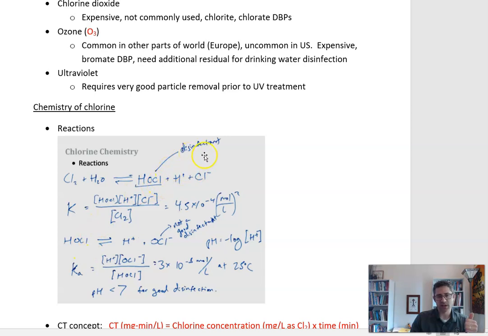HOCl is our disinfectant that we like. OCl minus is a disinfectant, but it's not a very good one. It's about 100 times less potent of a disinfectant as HOCl is. So it turns out that if we want to get good disinfection, we need to have our pH typically less than 8 or 7. If our pH is 9 and we try to chlorinate, we're not going to get good disinfection. We're going to need a lot more chlorine and a lot more time to achieve what we want to achieve. So you'll see that come up in just a minute.